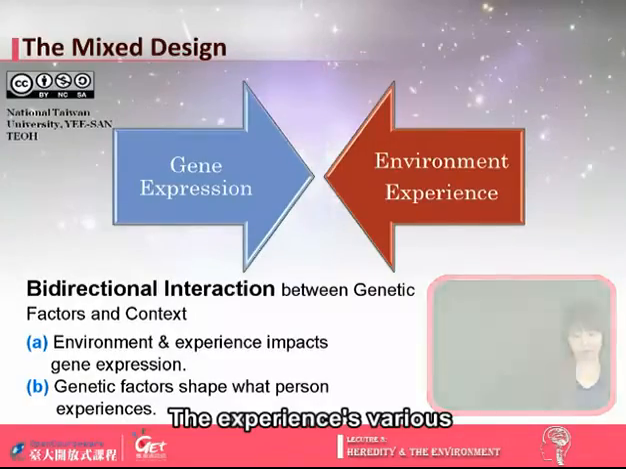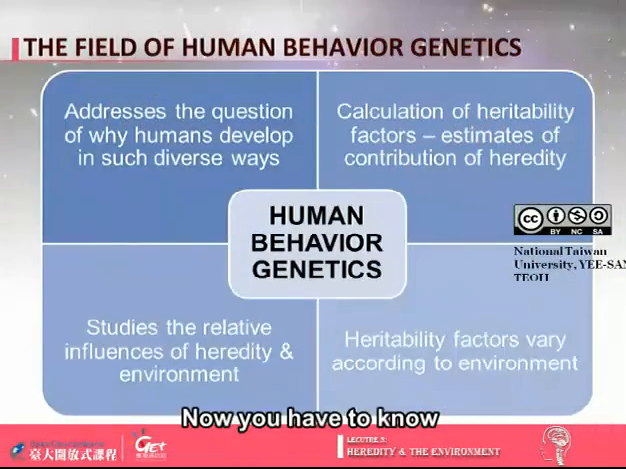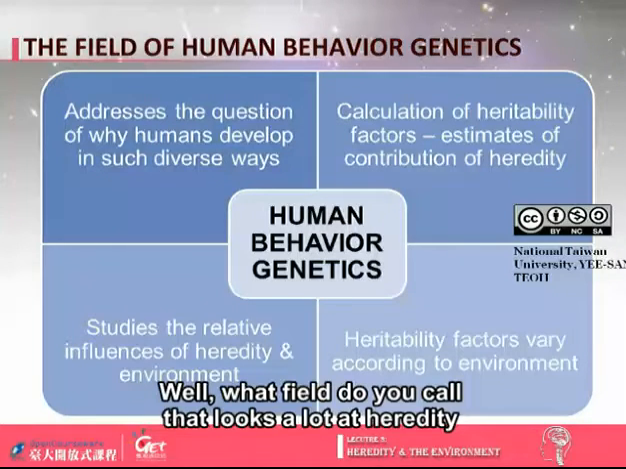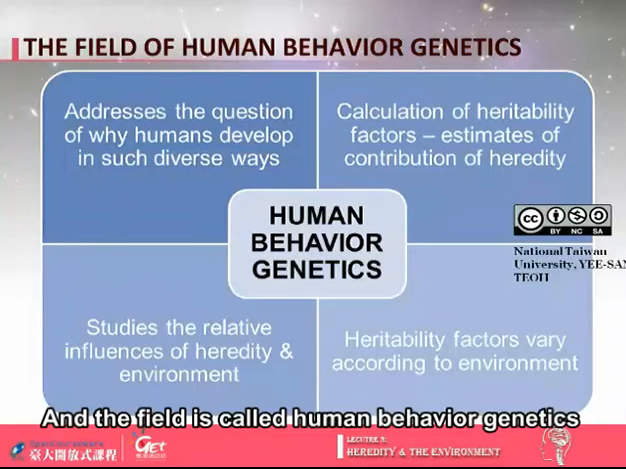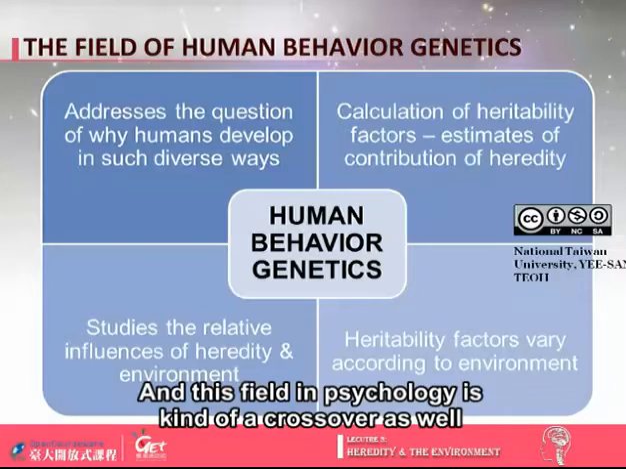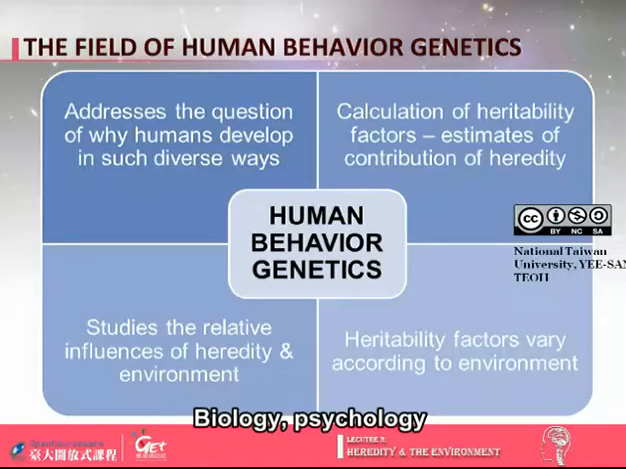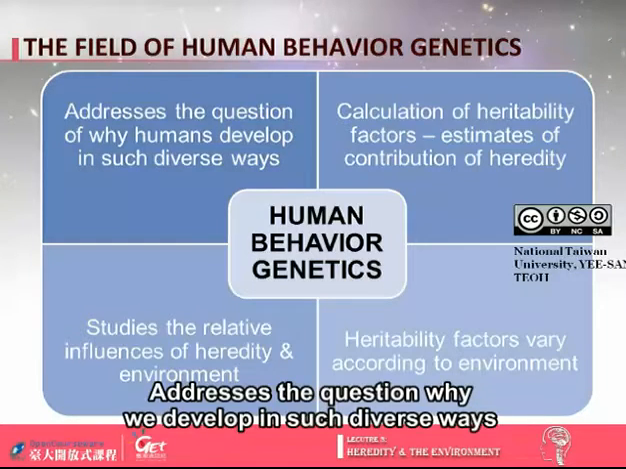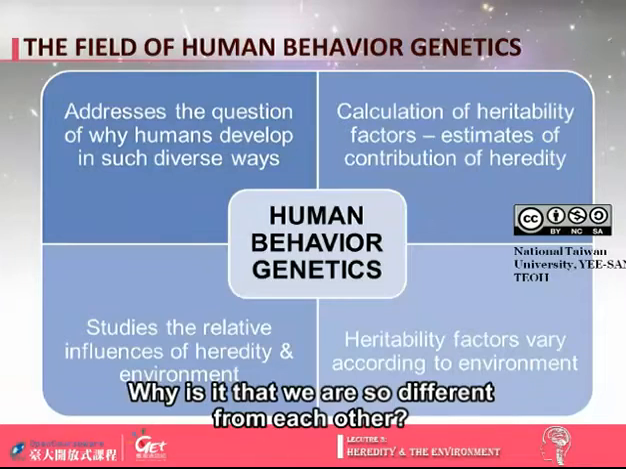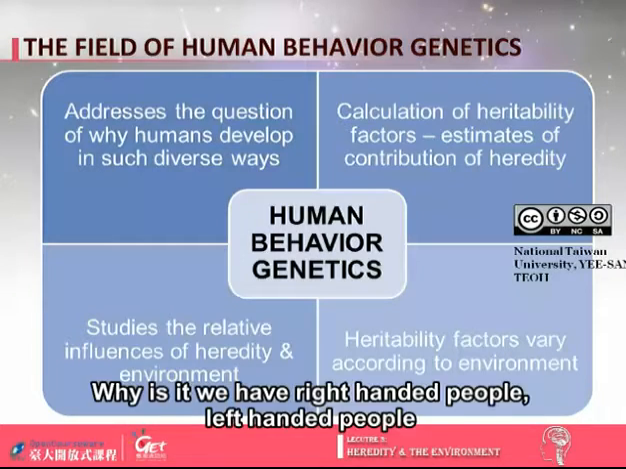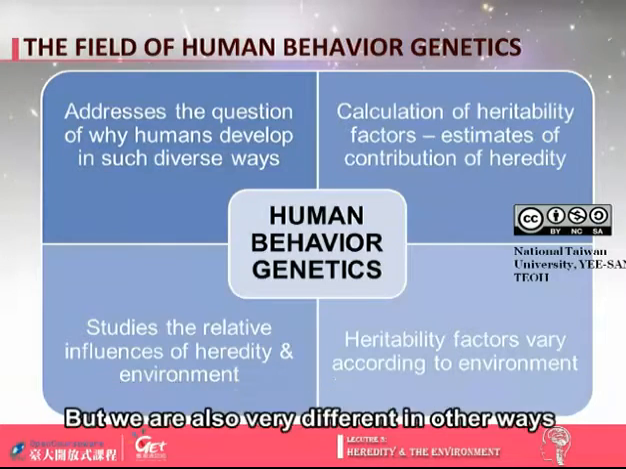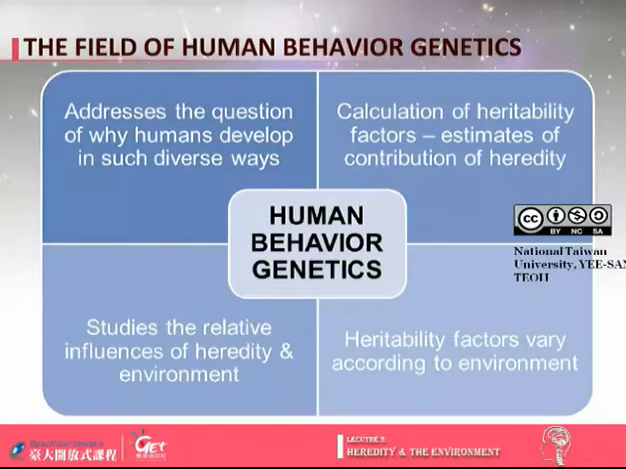Okay? The experiences vary. Now, you have to know, what field looks a lot at heredity or genetic factors? The field is called human behavior genetics. And this field in psychology is kind of a crossover as well, biology and psychology. It addresses the question of why we develop in such diverse ways. Why is it we're so different from each other? We might all have the same genetic dispositions to a certain extent, but for example, why is it we have right-handed people, left-handed people, but we're also very different in other ways?